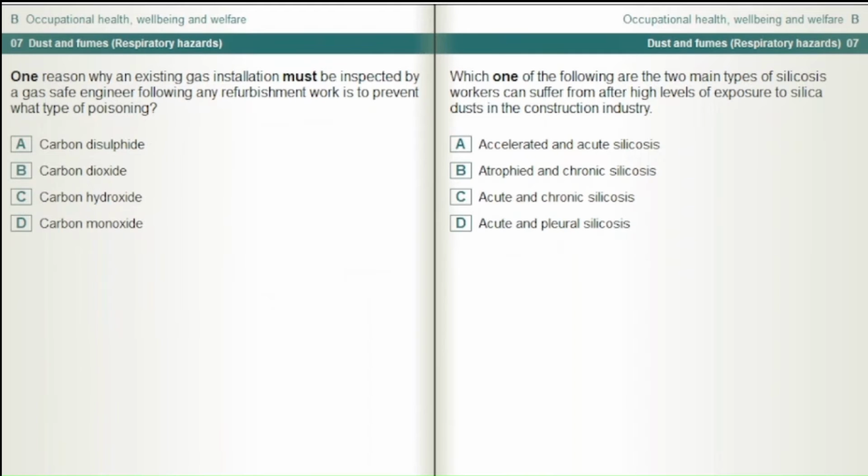One reason why an existing gas installation must be inspected by a gas-safe engineer following any refurbishment work is to prevent what type of poisoning? Carbon disulfide, carbon dioxide, carbon hydroxide, carbon monoxide.